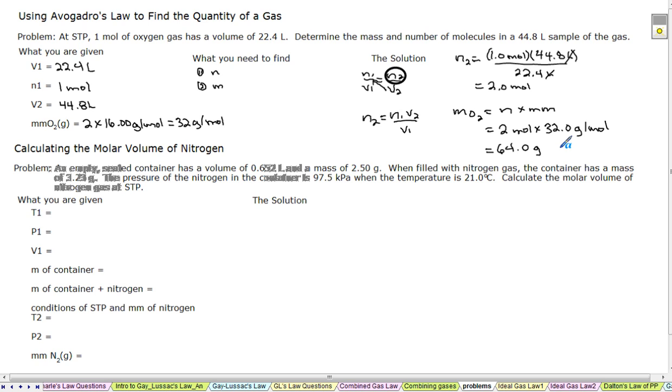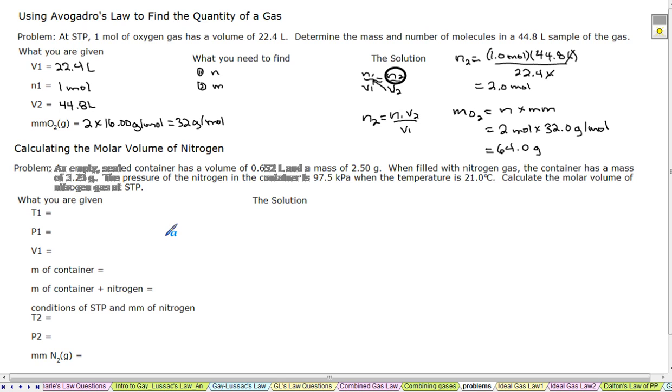Now we can take a look at doing another example of this where we calculate the molar volume of nitrogen. So we have an empty steel container. It has a volume of 0.652 liters and a mass of 2.5 grams. We fill this container with nitrogen gas. The container has a mass now of 3.23 grams. The pressure of the nitrogen in the container is 97.5 kilopascals when the temperature is 21 degrees Celsius. Calculate the molar volume of nitrogen gas at STP.